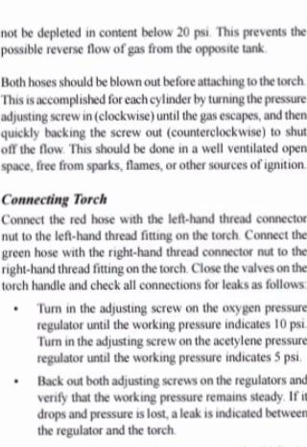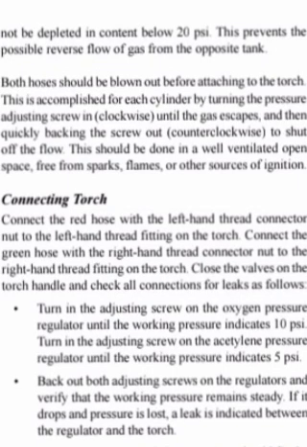This is accomplished for each cylinder by turning the pressure adjusting screw in clockwise until the gas escapes, and then quickly backing the screw out to shut off the flow. This should be done in a well-ventilated open space, free from sparks, flames, or other sources of ignition.